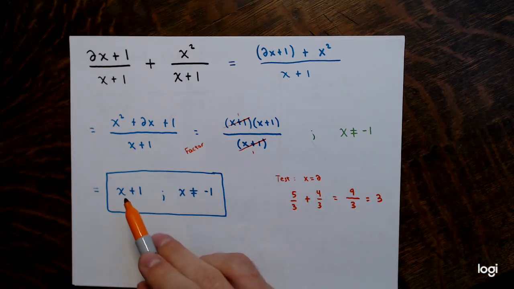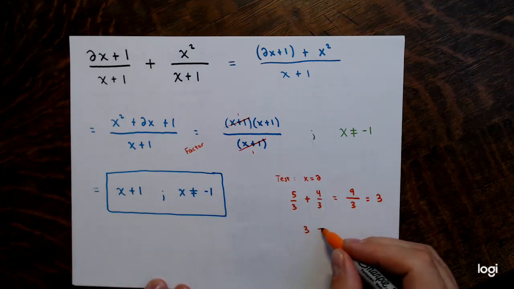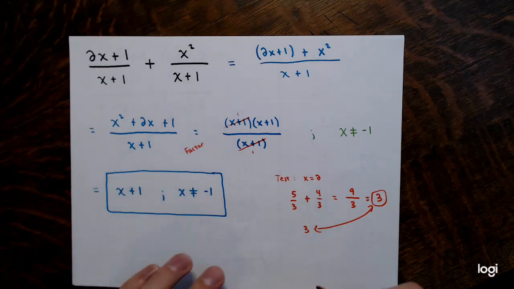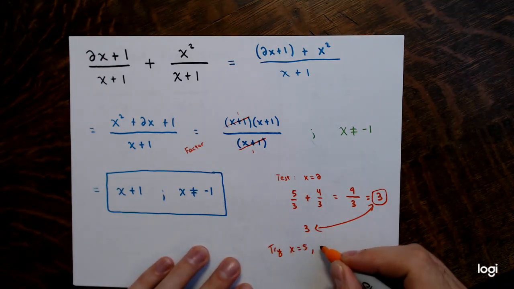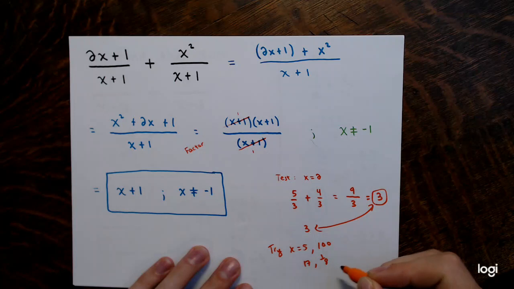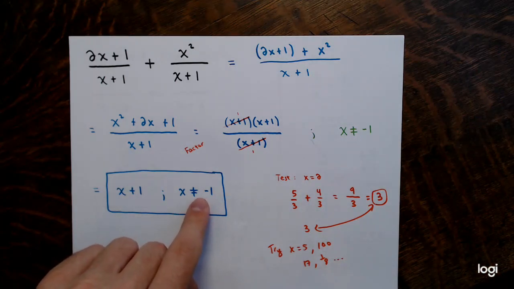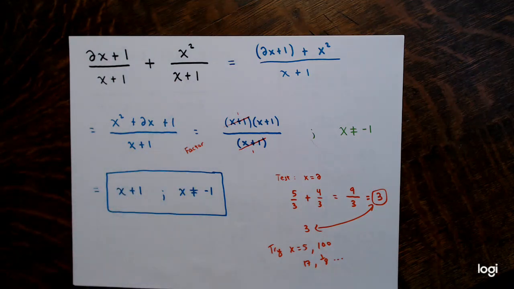And then now I'll go down here, plug in 2. 2 plus 1 is 3. Great. 3 equals 3. Wonderful. And again, you can try anything else. Try x equals 5. Try x equals 100. Try x equals 17 and 1/8, and so on. Whatever you want, as long as it's not -1. And this sum should be equal to what you get here.